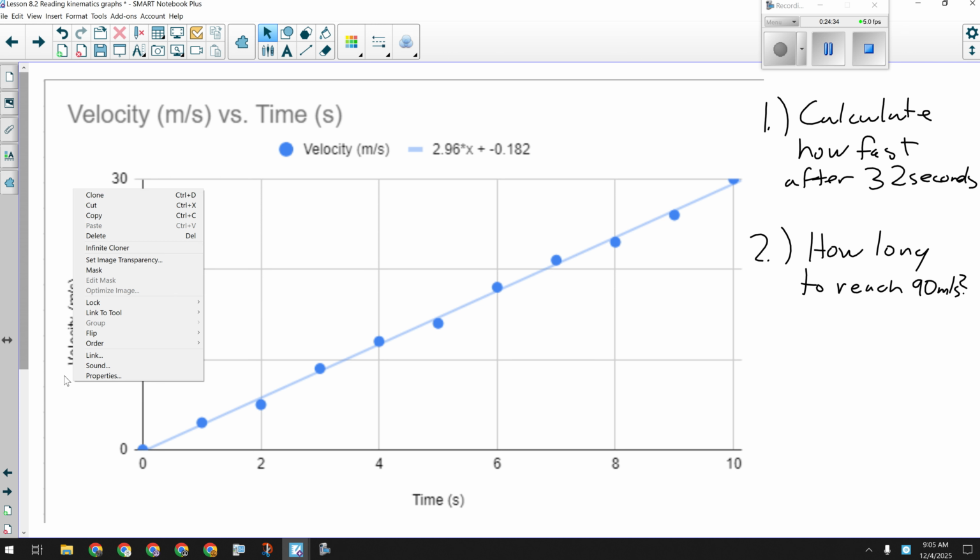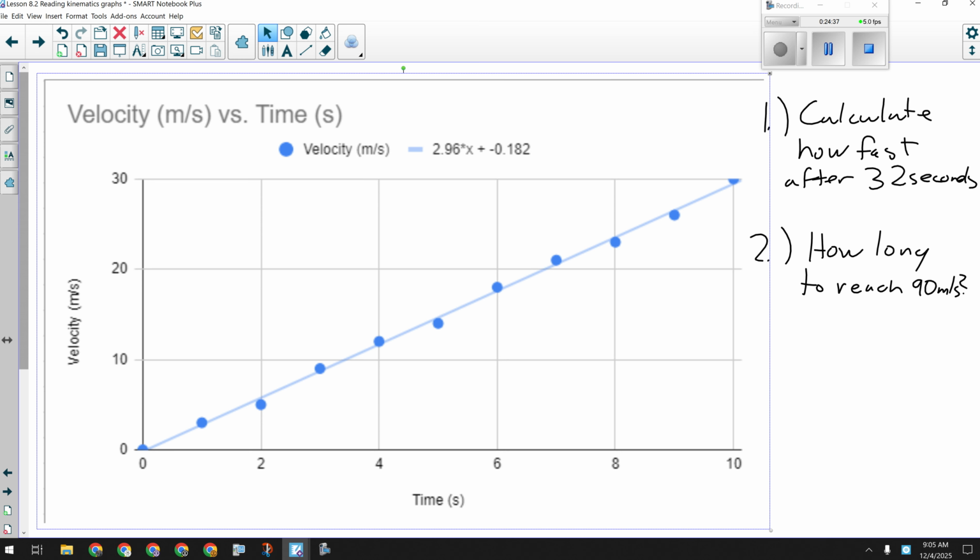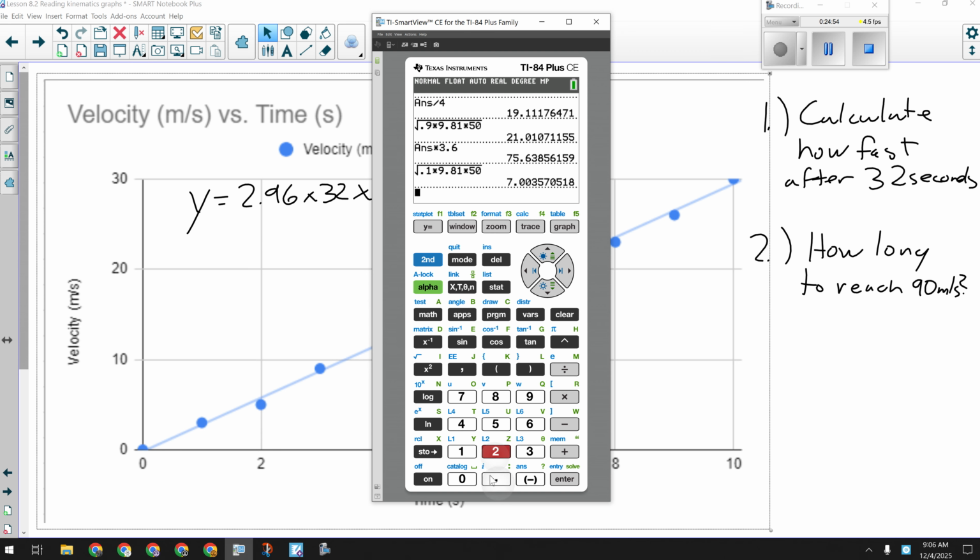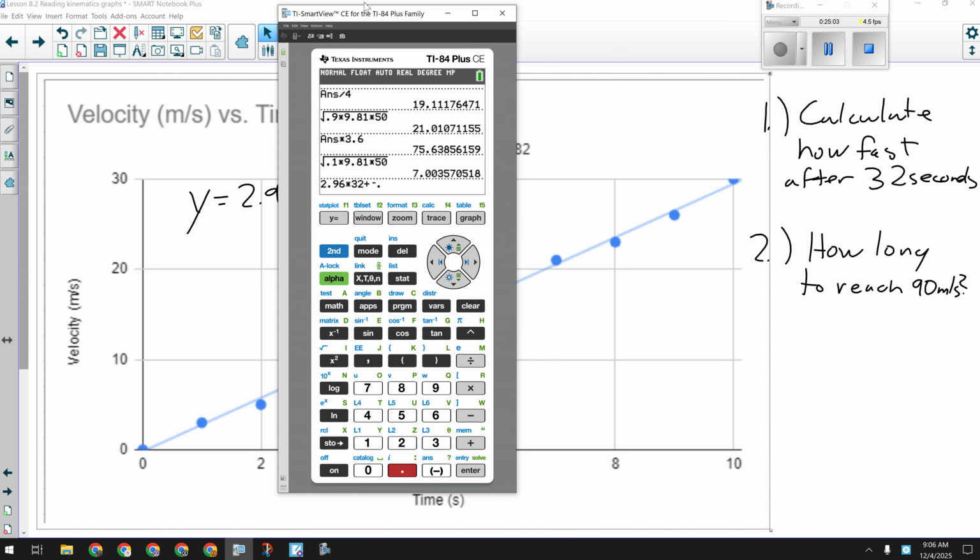Okay, so on this one here, if I want to figure out how fast, this is a velocity time graph. How fast is on the y-axis. So I'm solving for a y value, so I'm just going y equals 2.96 times 32 seconds plus negative 0.182. All right. So 2.96 times 32 plus negative 0.182. Okay, so after 32 seconds, this thing should be moving at 94.5 meters per second.